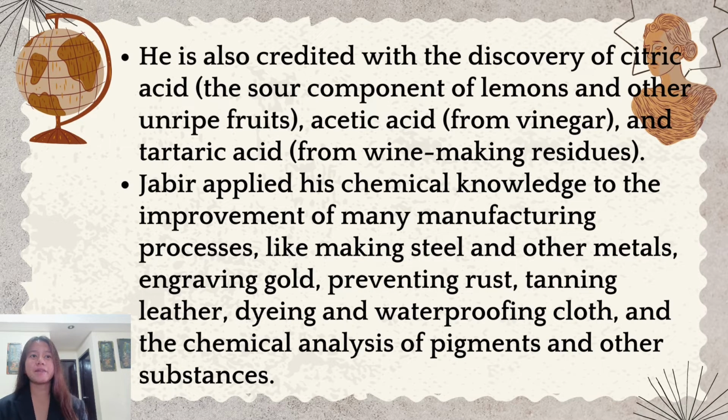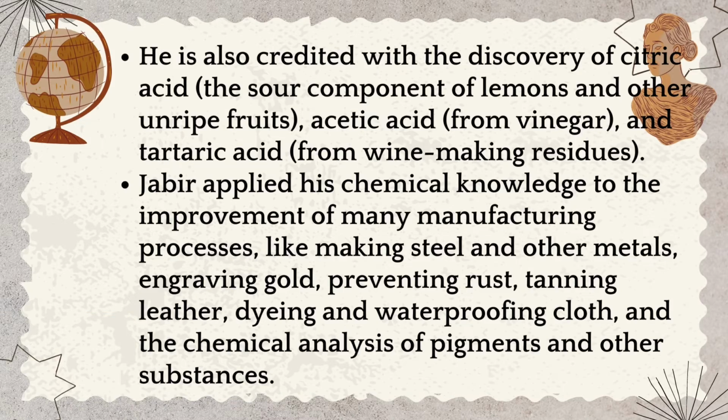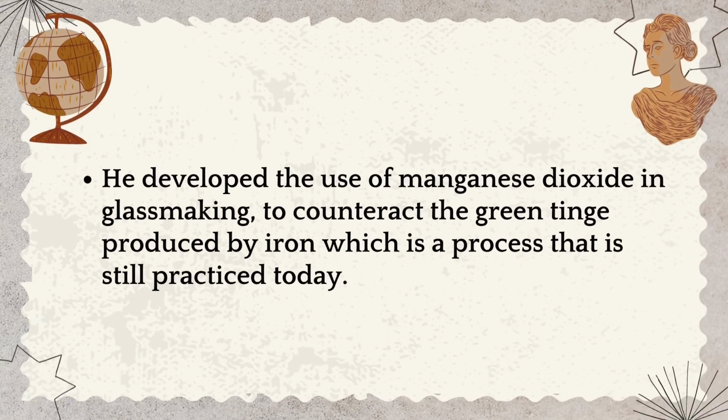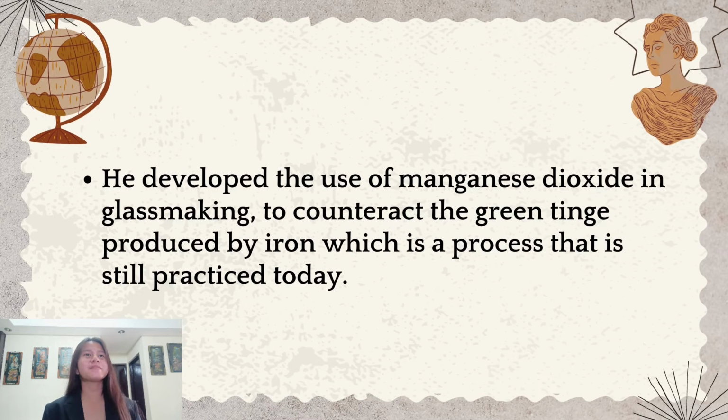Jabir applied his chemical knowledge to the improvement of many manufacturing processes, like making steel and other metals, engraving gold, preventing rust, tanning leather, dyeing and waterproofing clothes, and the chemical analysis of pigments and other substances. Lastly, he developed the use of manganese dioxide in glass making to counteract the green tinge produced by iron, which is a process that is still practiced today.